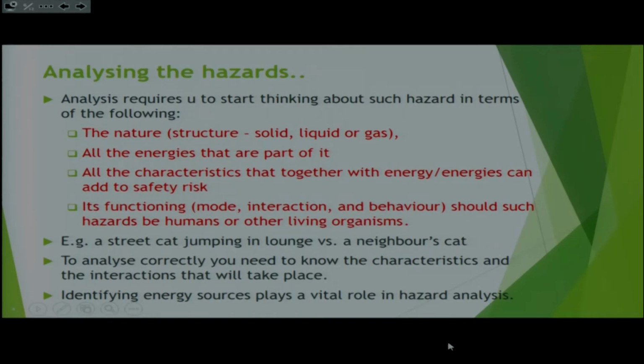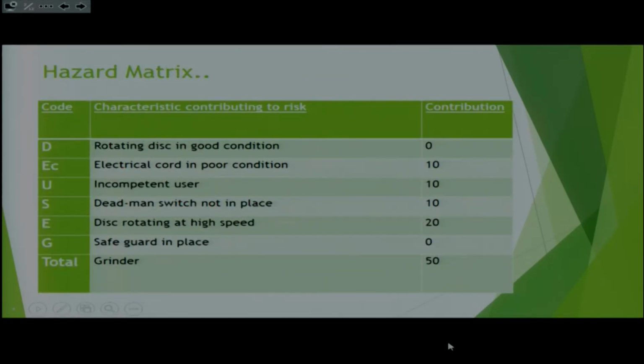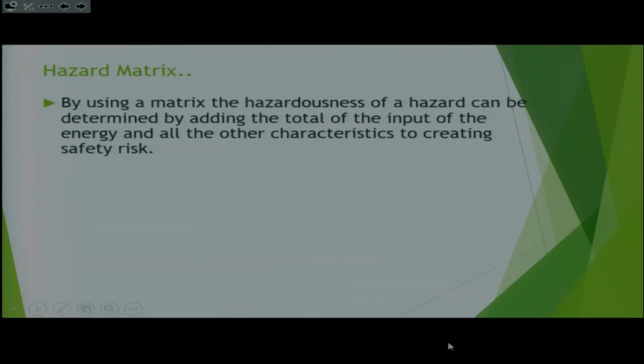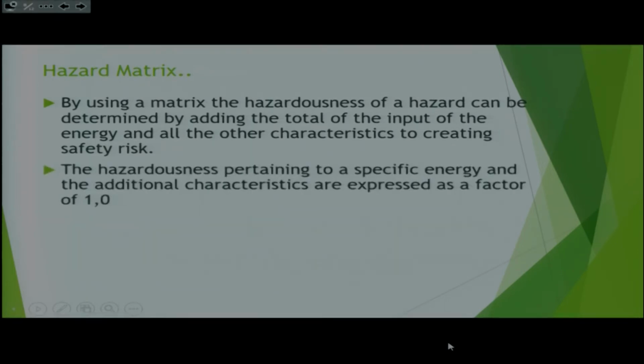Identifying the energy source plays a vital role in hazard analysis. And that's what I've been saying for most of the chapter. The energies of the hazards are key. Hazard matrix is one of the methodologies that one can use to determine the hazardness of that particular hazard or to be able to analyze the safety risk levels. By using a matrix, the hazardness of a hazard can be determined by adding the total of the input of the energy and all the other characteristics creating that particular safety risk.